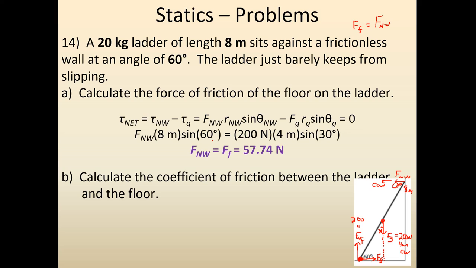Part B, this is actually where it gets a little bit easier. It wants us to figure out the coefficient of friction. So we think back to what equation we have for that. That's FF equals mu Fn. So I use that. Now, notice this is going to be the normal force coming from the floor, the thing that's actually producing the frictional force. So I do, oh, that's a typo. That's supposed to be 57.7 equals mu times 200. Solve it, and you get 0.29. All right, easy peasy, lemon squeezy.